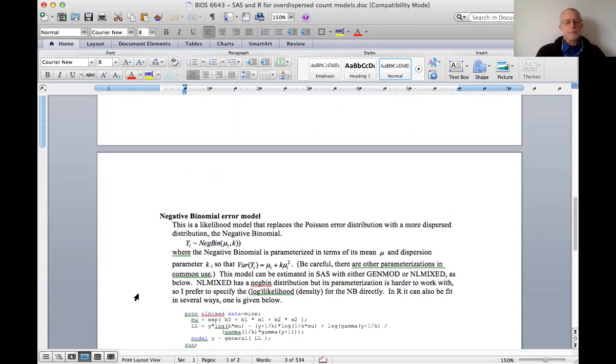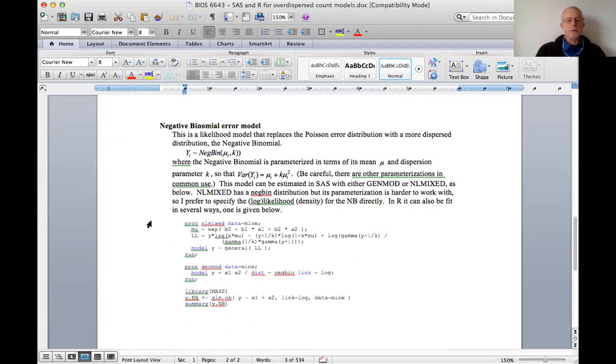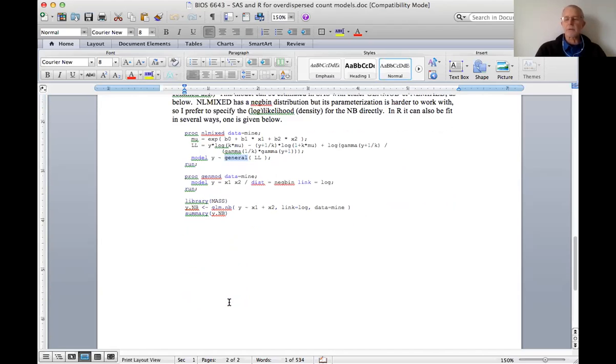Same thing here with negative binomial error models. In NLMIXED, you actually specify the density, the log of the density, explicitly. You just write out the formula for the log of the density, and NLMIXED has a feature for general likelihood models. In GENMOD, you specify negative binomial. In R, there's a function called glm.nb, which I think is the easiest one I've found, but there are probably others as well.